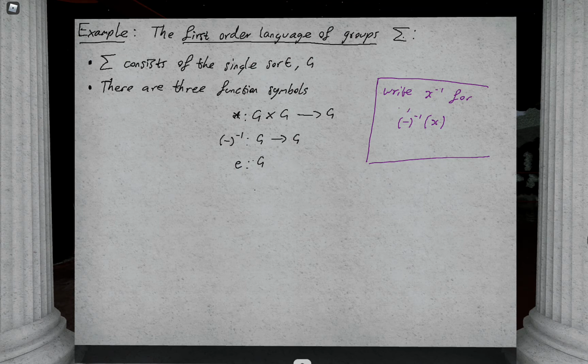Okay, and so in this first order language, there is an example of a constant. So E is thought of as a zero-ary function symbol, which is just thought of as a constant. Okay, no relation symbols. Now, the first order theory of groups, did I actually define that? Yeah, I don't think we defined what a theory is.